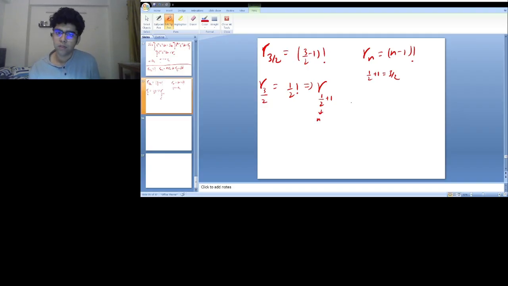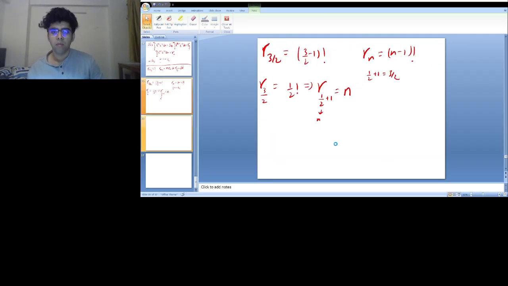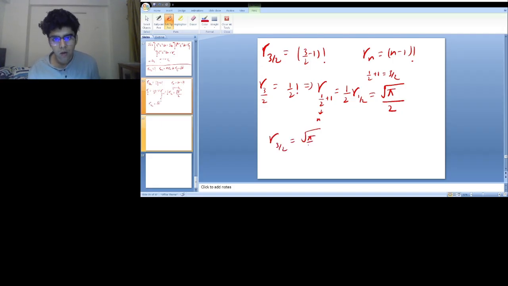So half plus 1 is equal to 3 by 2. So gamma n plus 1 is equal to 3 by 2, which gives me n gamma n. My property was n gamma n, so my n is half, and this will give me gamma 3 by 2 is half gamma half. My gamma half was root pi, so this becomes root pi by 2. So my gamma 3 by 2 is equal to root pi by 2.